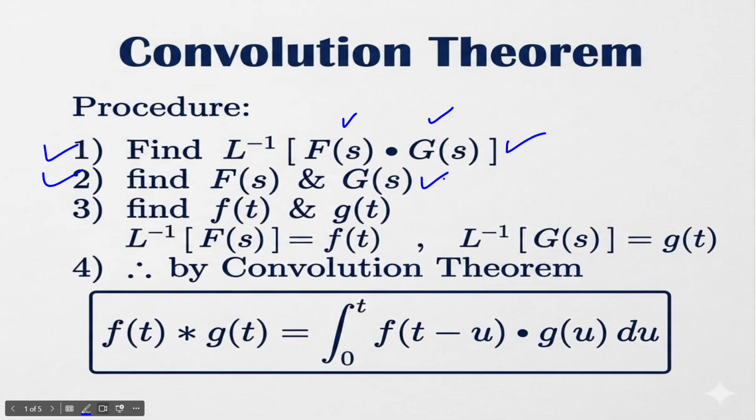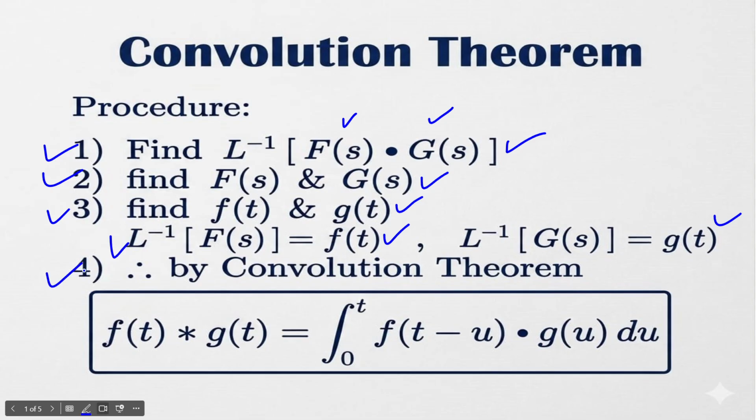In the second step, you have to find the value of f of s and g of s. From f of s and g of s, in the third step you have to find the value of f of t and g of t. How will you find the value of f of t and g of t? By taking inverse both sides. The Laplace inverse of f of s is equal to f of t. Remember this. And the Laplace inverse of g of s is equal to g of t.